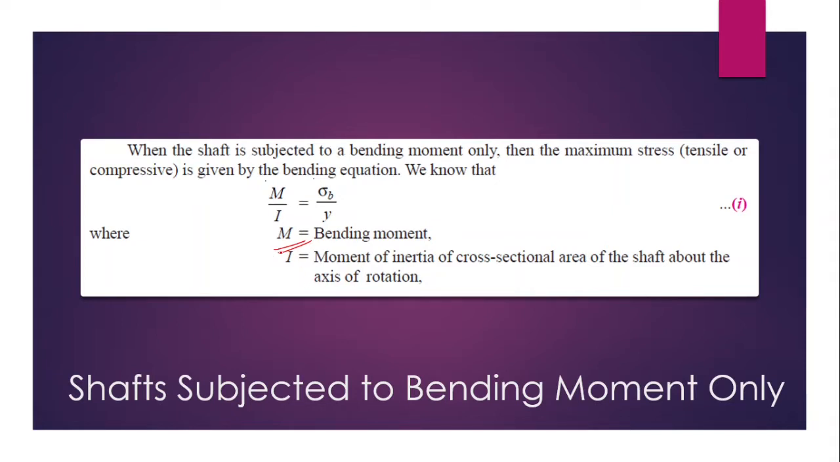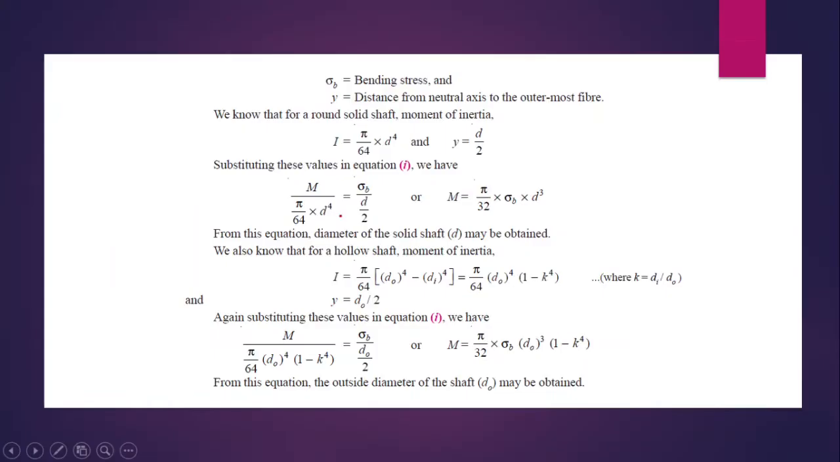Here we can use this equation: M by I is equal to sigma B by Y, where M is equal to bending moment, I is equal to moment of inertia, sigma B is the bending stress, maximum stress tensile or compressive, and Y is equal to the distance from the neutral axis to the outermost fiber.